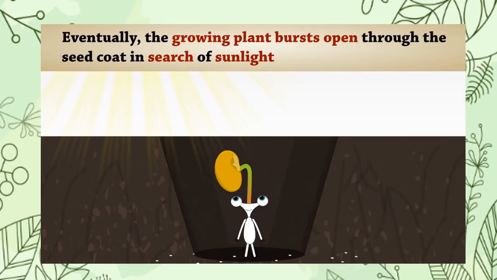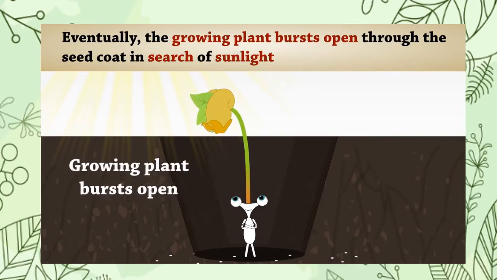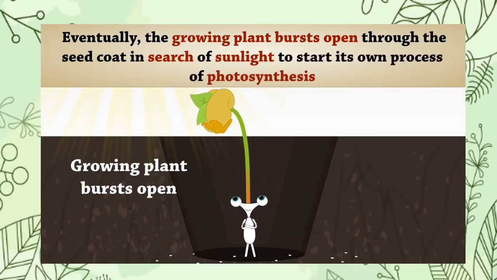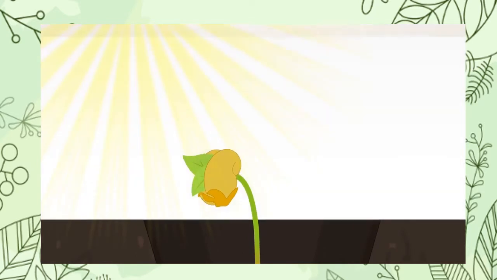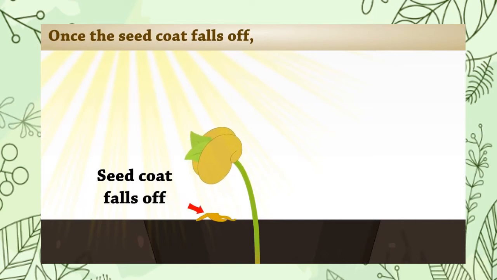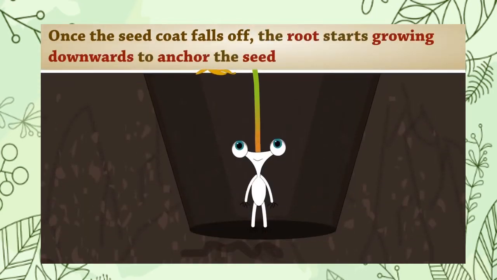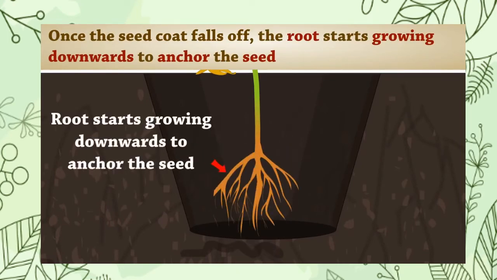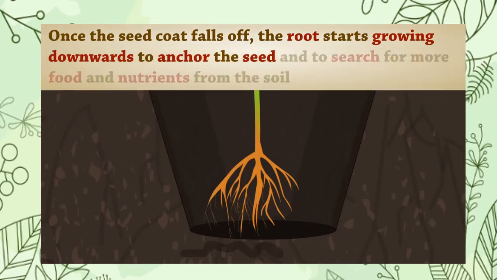Eventually, the growing plant bursts open through the seed coat in search of sunlight to start its own process of photosynthesis. Once the seed coat falls off, the root starts growing downwards to anchor the seed and to search for more food and nutrients from the soil.